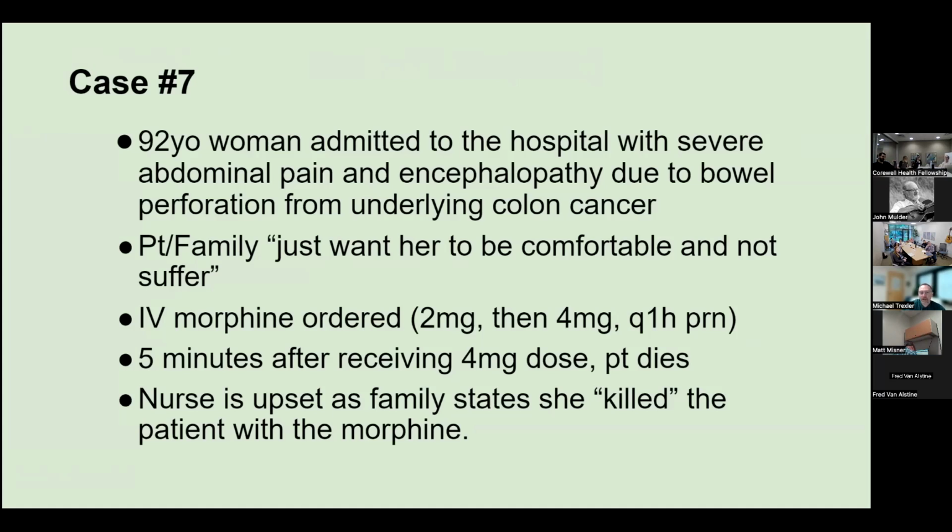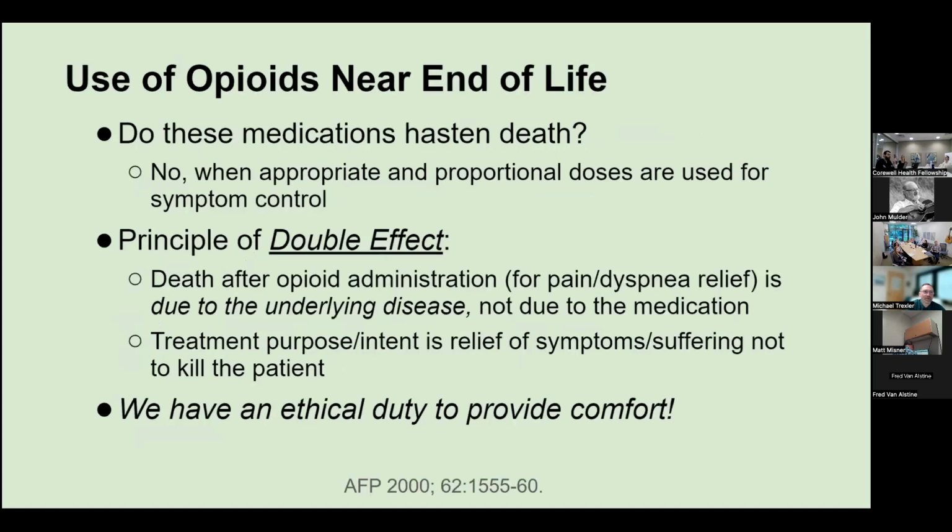And the nurse was upset, and the family said, oh, no, the morphine killed her. So is that true or not? Did the morphine kill her? And I guarantee you'll see this on the boards. They always put this on the boards. No, the colon cancer and bowel perforation did. Right. So she died from her underlying disease. The morphine was to try to make her comfortable.